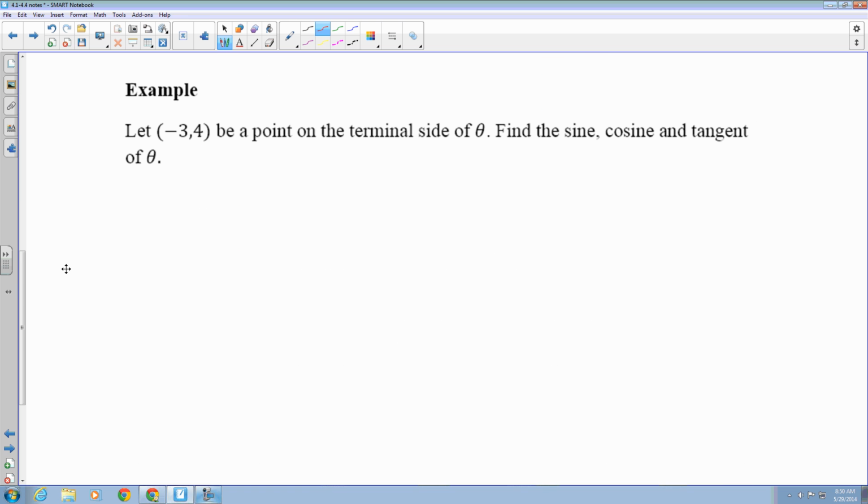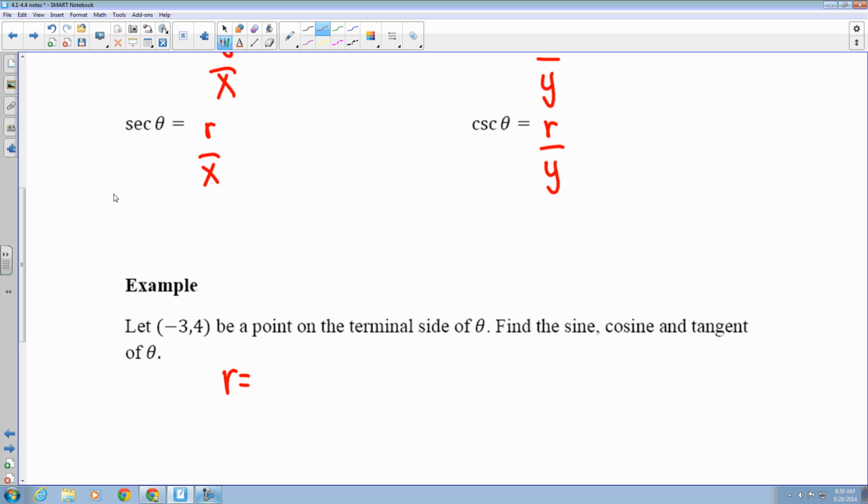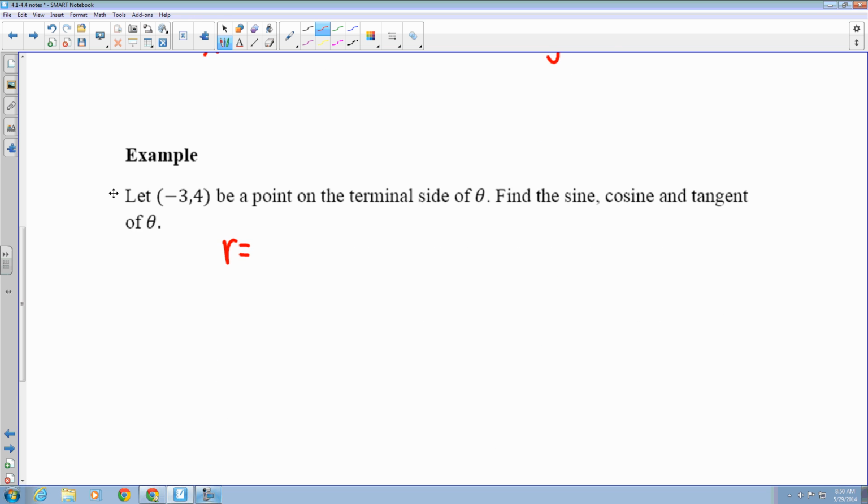So here's a point -3, 4. This is obviously not on the unit circle. So the first thing that we need to do, we have x, we have y, we need to find r. And our equation for r was up above, the square root of x squared plus y squared. But just think of it as the third side of a triangle. You're always doing the square root of both other sides squared and added together. So the square root of -3 squared plus 4 squared, or the square root of 25, or just 5.